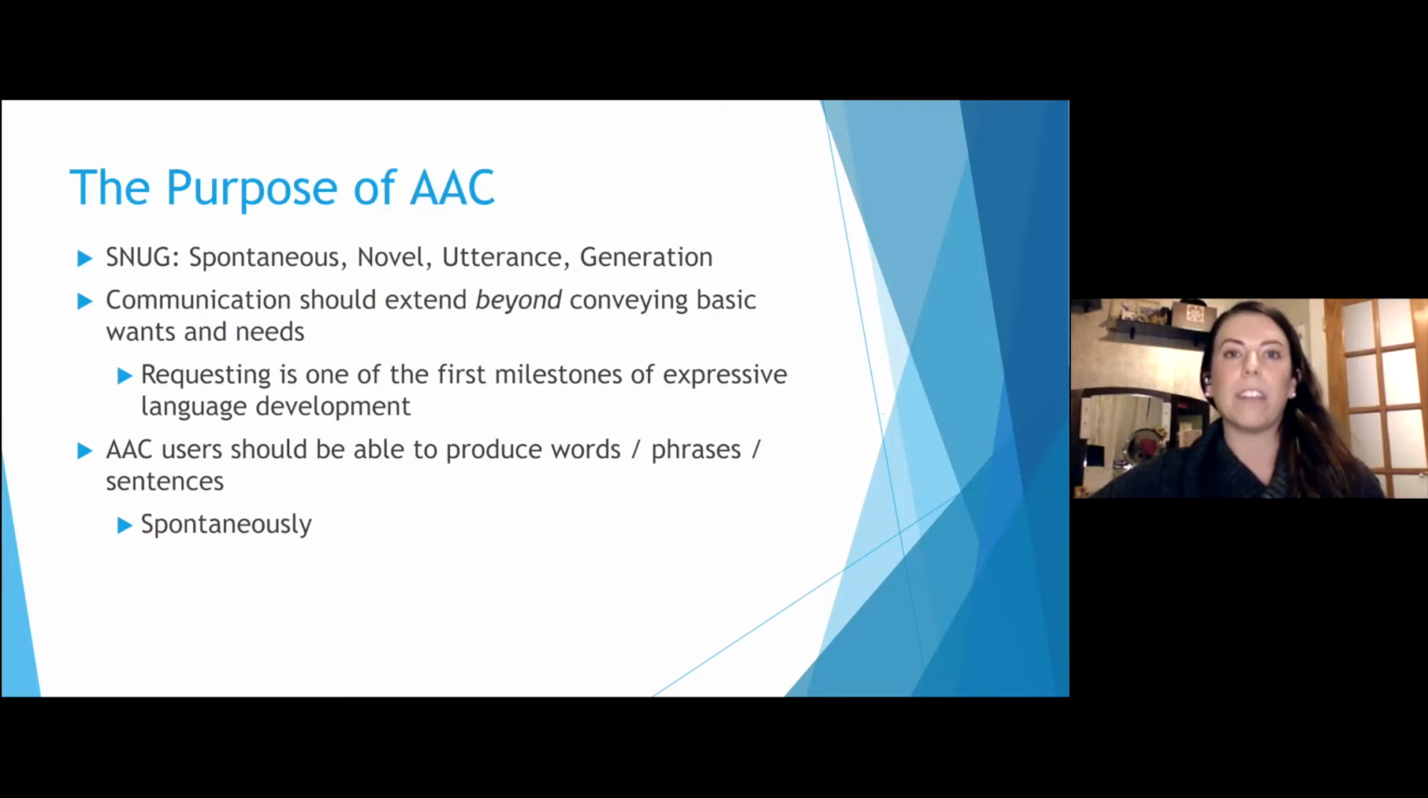We very rarely use the same words in the same sequence all of the time. And so the reason that we're using AAC is so that way we can teach the different language pieces, we can teach the different units, and then that child or that AAC user is able to combine those and to communicate as fluidly as we do as well. So communication should always extend beyond conveying the basic wants and needs.